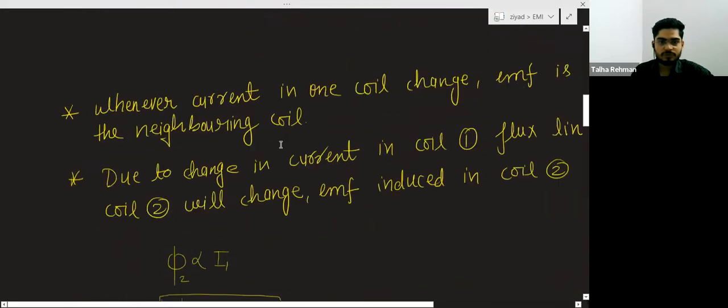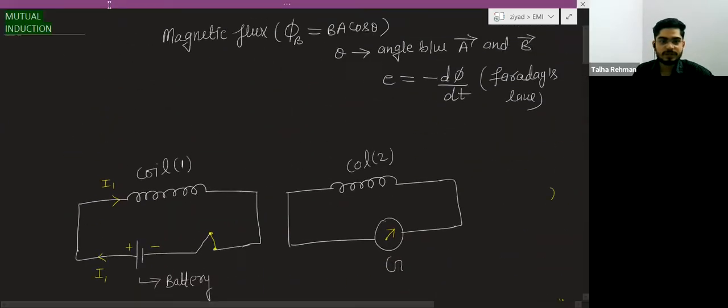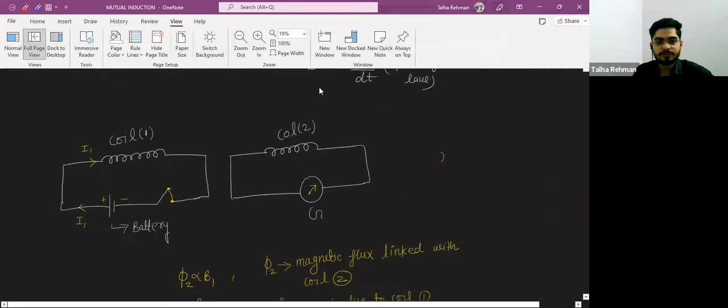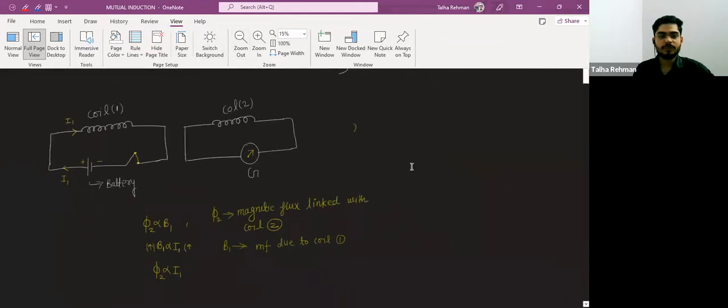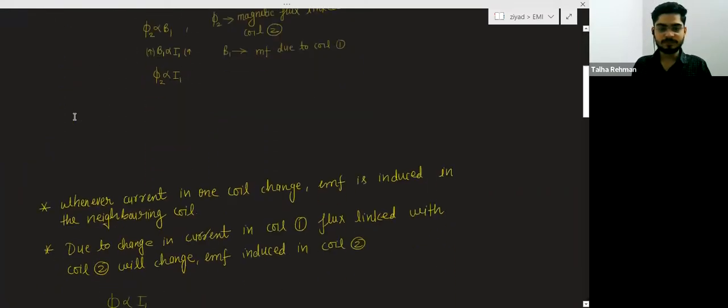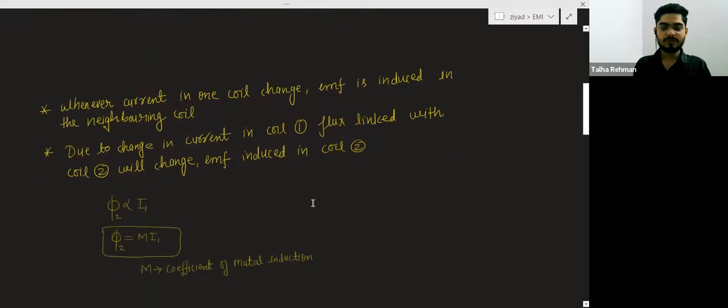Now take the screenshot. I am zooming it. So you should know why there is a deflection in the galvanometer when you are increasing or decreasing current here. Done, sir.